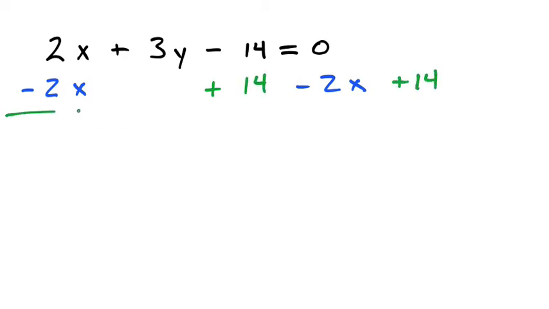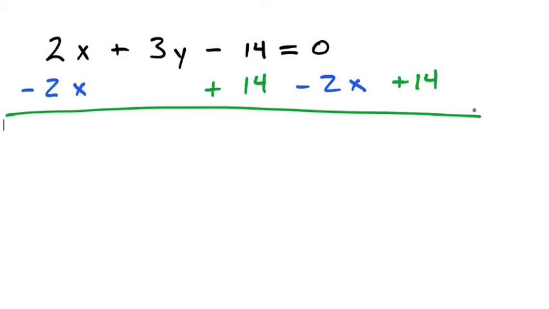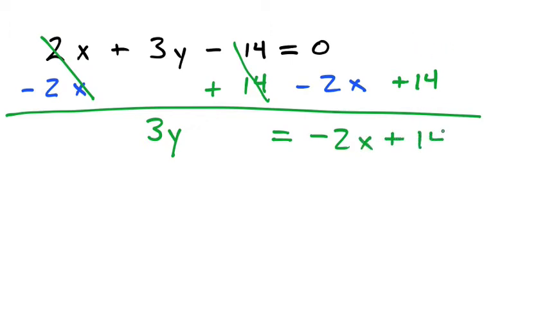Then I get 2x minus 2x is 0. 3y, there's nothing here, so this just stays the same as 3y. Negative 14 plus 14 is 0. I'm going to write the equal sign right below where it was. 0 minus 2x is negative 2x, and then 0 plus 14 is just plus 14. So that is my first step.